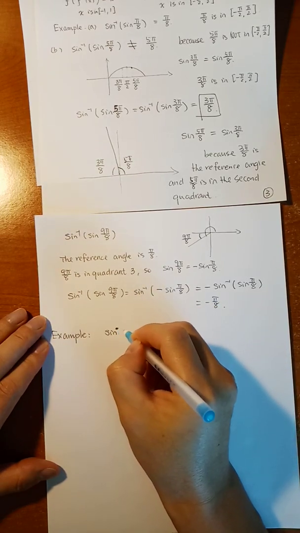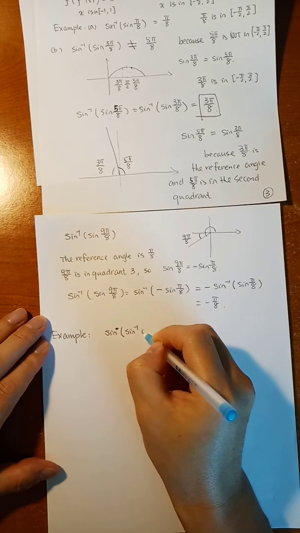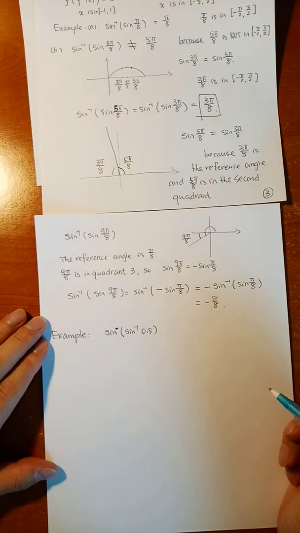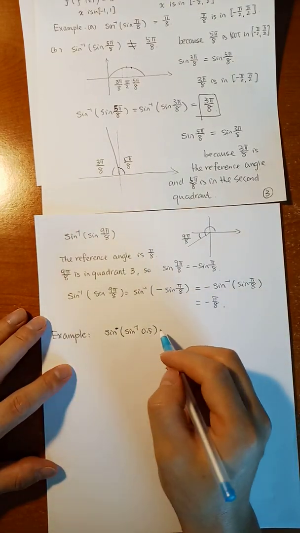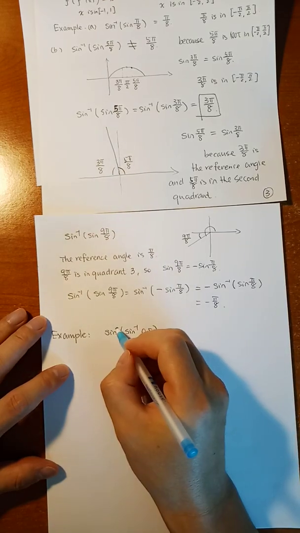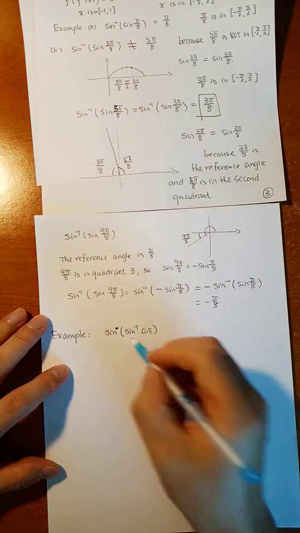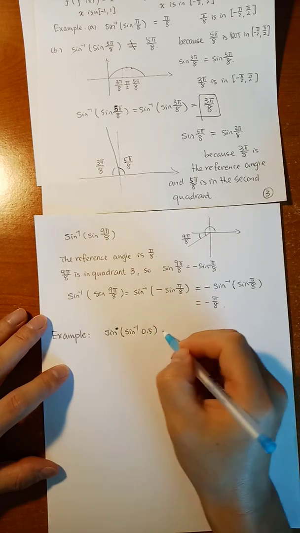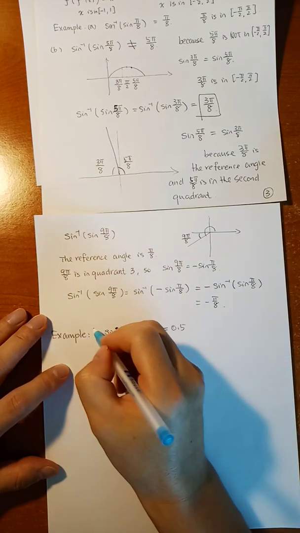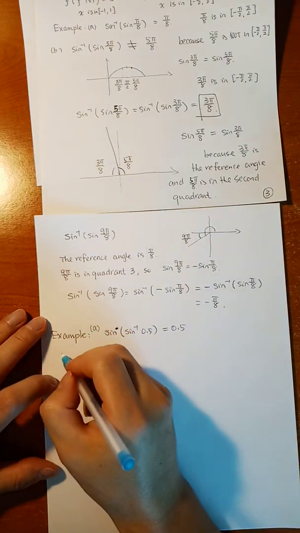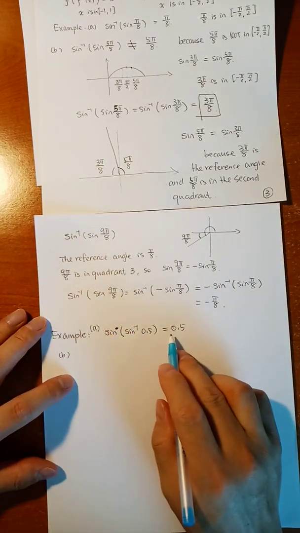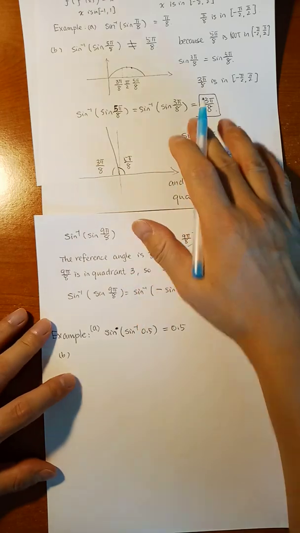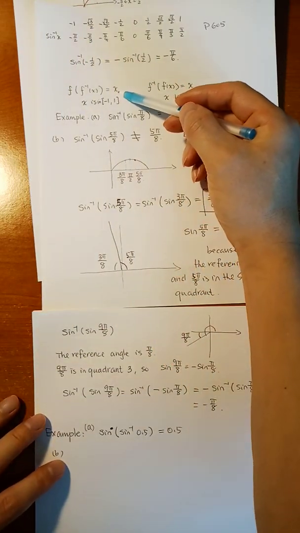Sine of sine inverse of 0.5. 0.5 is well defined, and sine inverse and sine after composition is just 0.5. So it's direct: you just apply this composition, which is the identity composition.